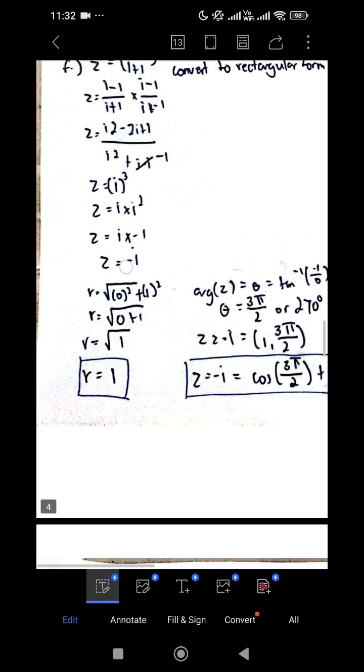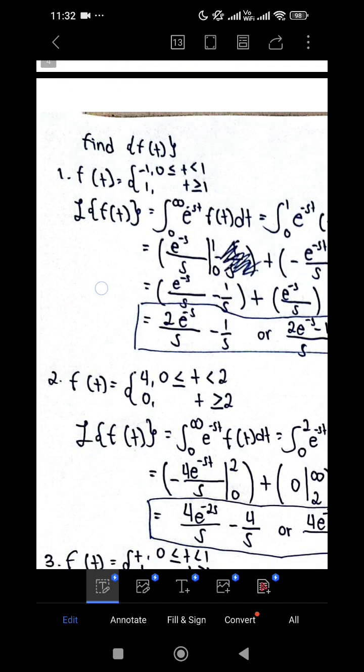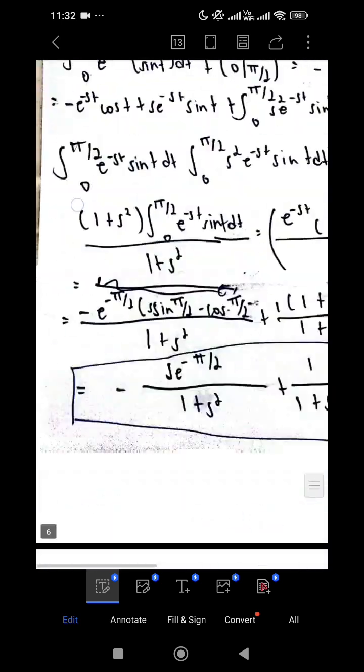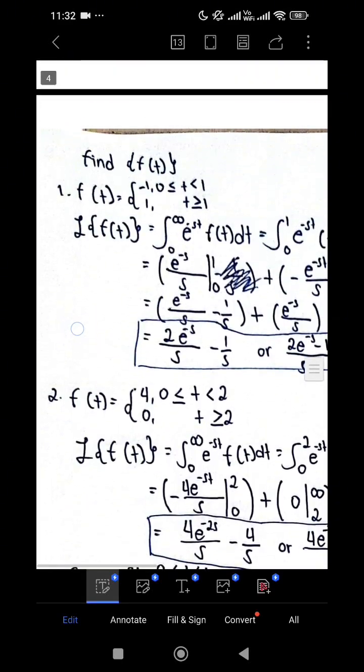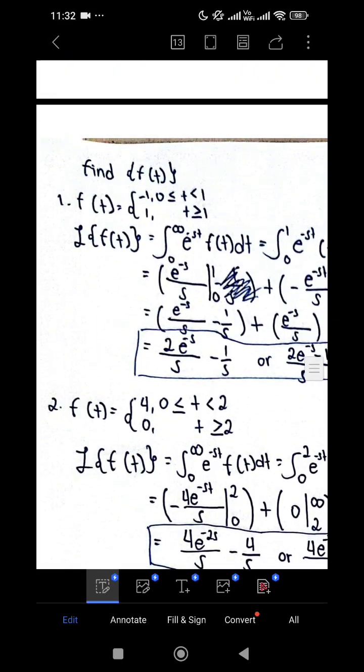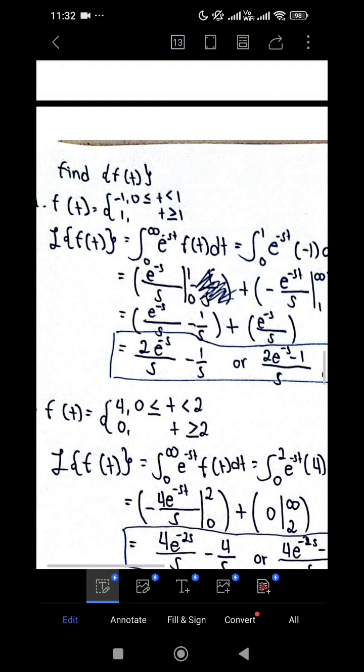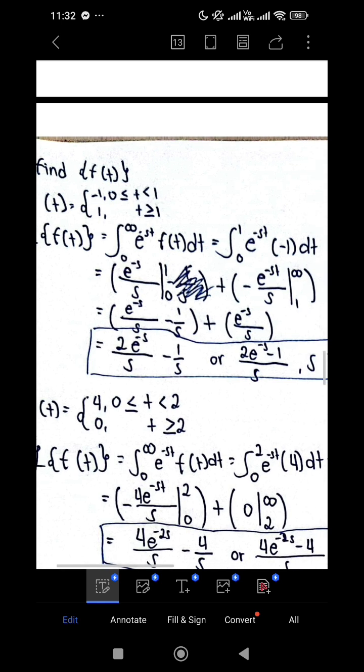And next, moving on, is the last, I believe. Okay, it's the last. So we need to find the FT. Okay, so the given here is FT is bracket negative 1, 0. So we use this formula.